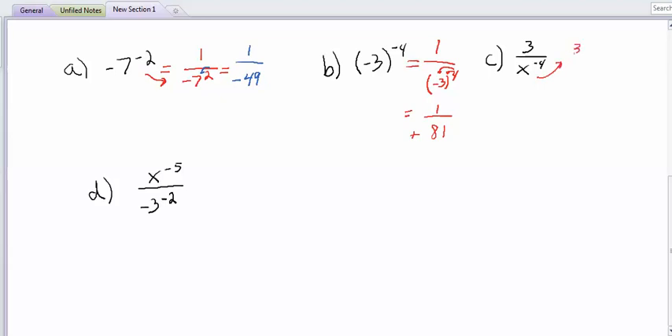Okay, the next one, again, we are going to make the exponent positive. I'm going to put it next to the 3, so it's x to the 4th. And I'm done with my answer for that one. Okay, the next one, we are going to change positions. 1's a negative.